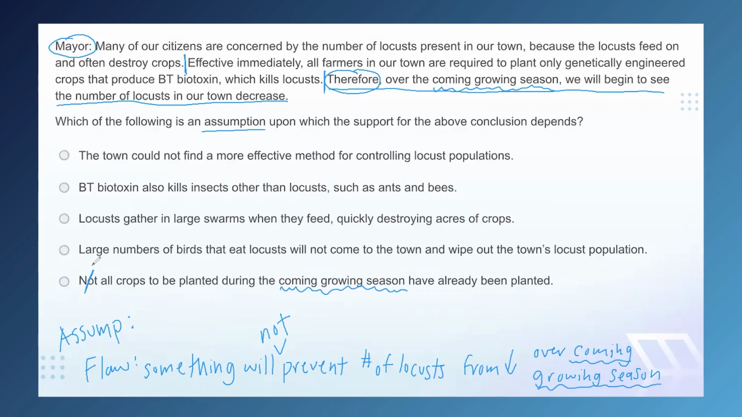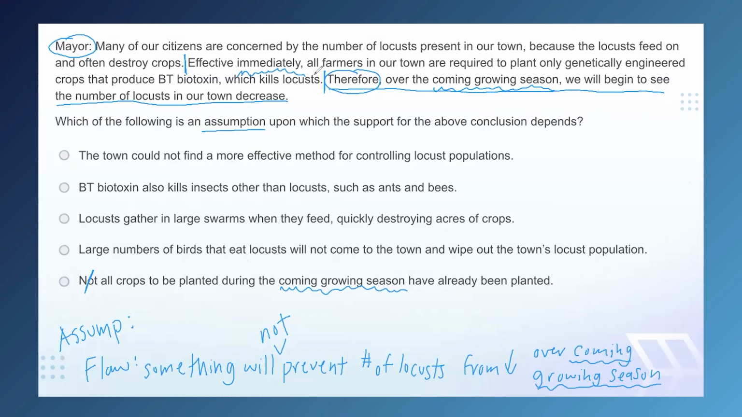All crops to be planted during the coming growing season have already been planted. What does that mean? Well, we know from our plan that effective immediately, all farmers are required to plant crops that produce Bt biotoxin, which kills locusts. So all of the plants planted from this point on should kill locusts.